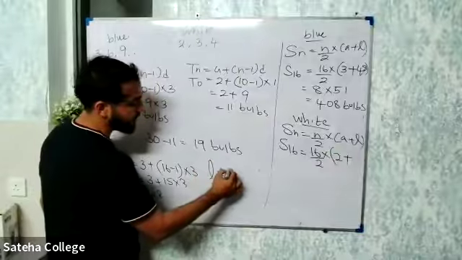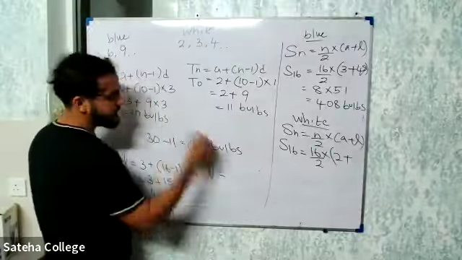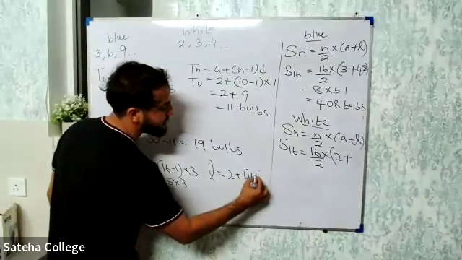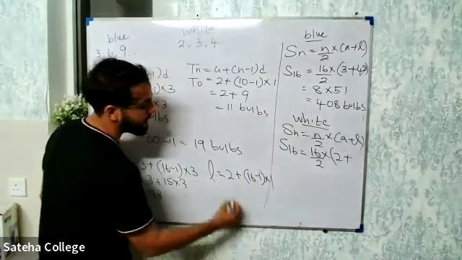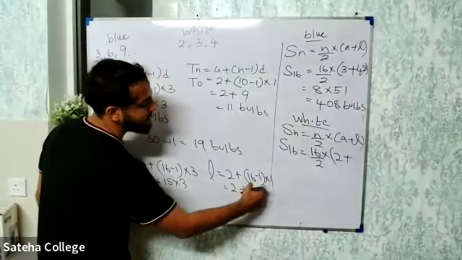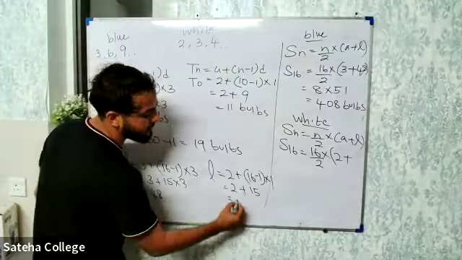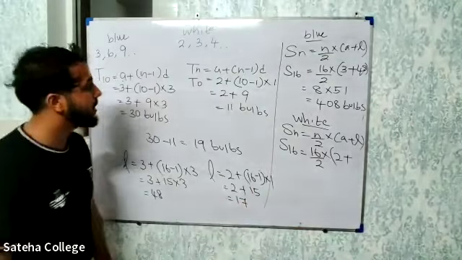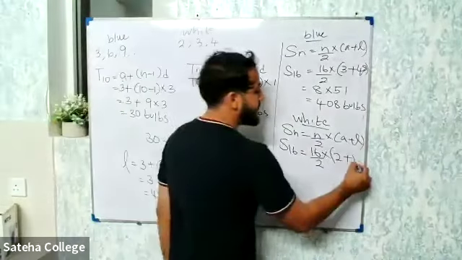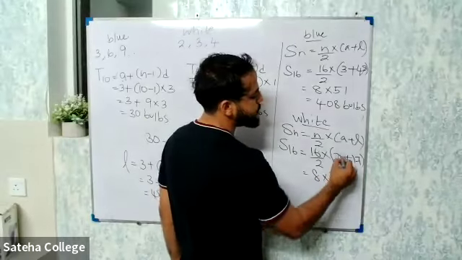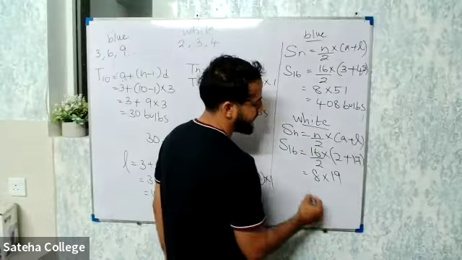L is equal to A, which is 2 here, plus n minus 1, 16 minus 1, common difference is 1. So then 2 plus 16 minus 1 is 15, 15 into 1 is 15. 2 plus 15, that is 17. Right? So then 17 here, 16 divided by 2, that is 8. 8 into 2 plus 17 is 19.